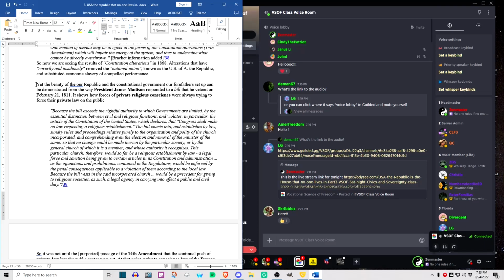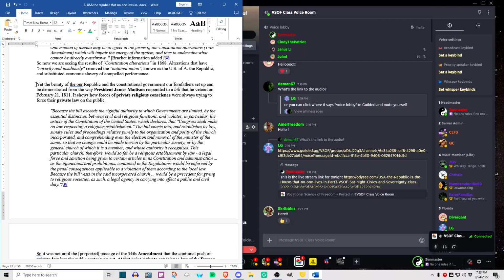President James Madison, quote, "Because the bill exceeds the rightful authority to which governments are limited by the essential distinction between civil and religious functions, and violates in particular the article of the Constitution of the United States which declares that, quote, Congress shall make no law respecting a religious establishment, close quote.